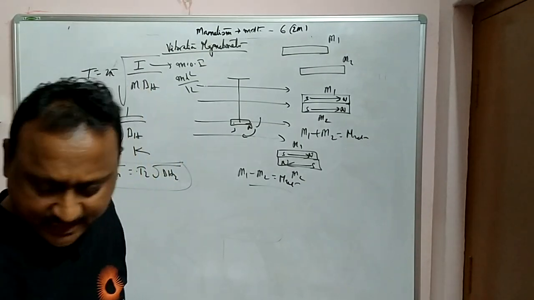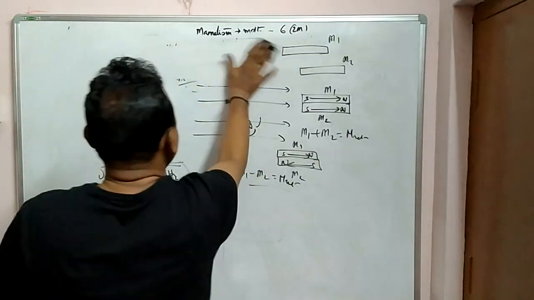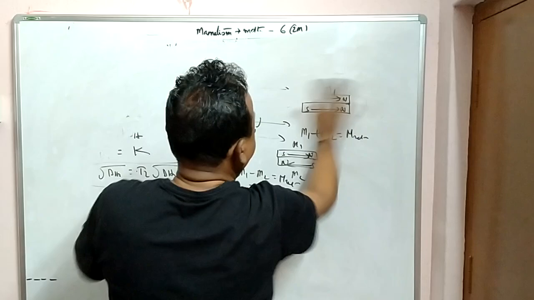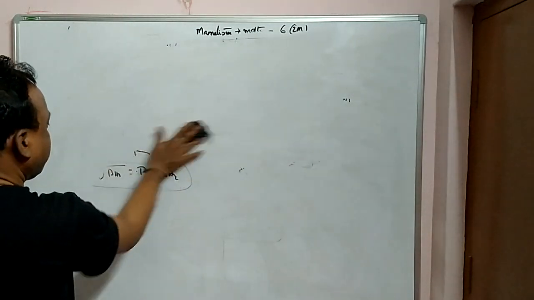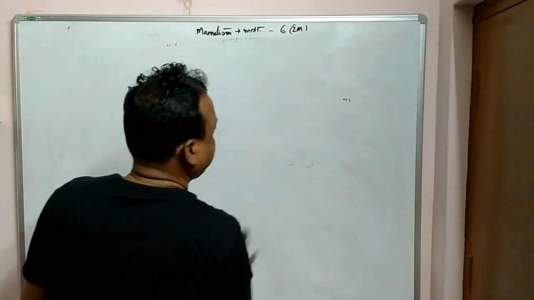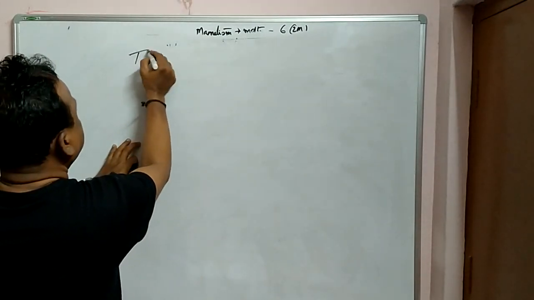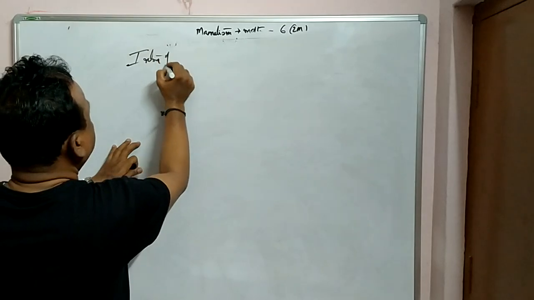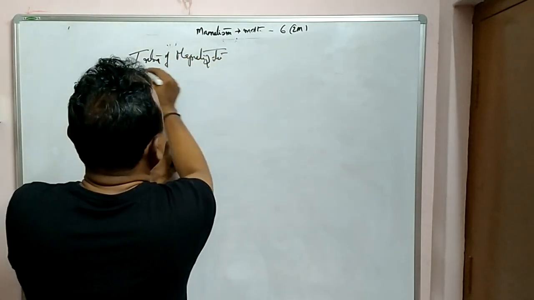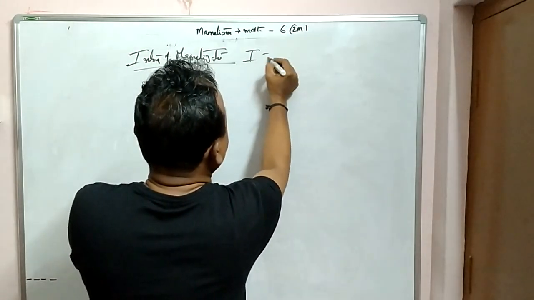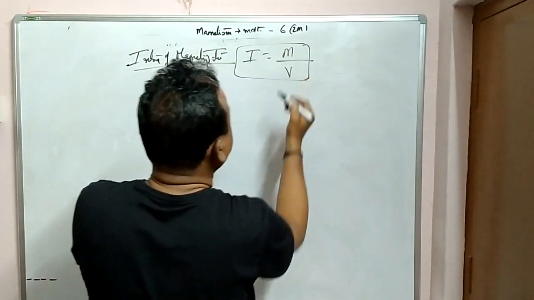Okay, next, the last points that are left over. What is intensity of magnetization? Generally, intensity of magnetization is indicated by the capital letter I. It is internal, not external. Intensity of magnetization I is given by the ratio of magnetic moment per unit volume.